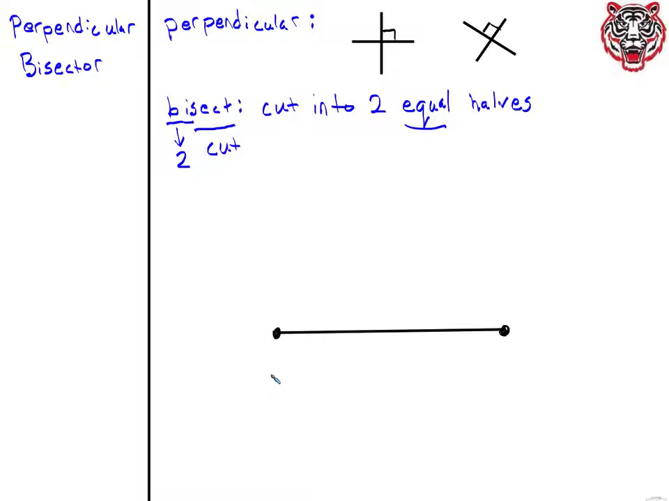So this is one of the easiest constructions. You literally have to draw two circles, and then from those two circles, you're going to draw a line where they intersect. So it doesn't really matter the size of the circle, but the circle needs to be at least halfway. So it can't be halfway exactly. It needs to be a little bit longer.